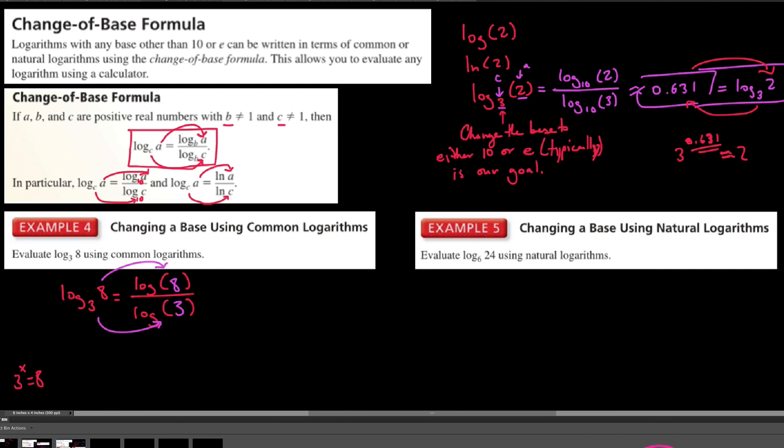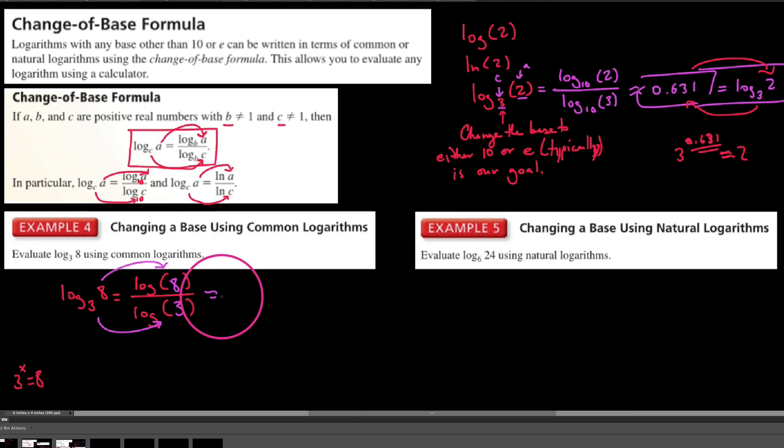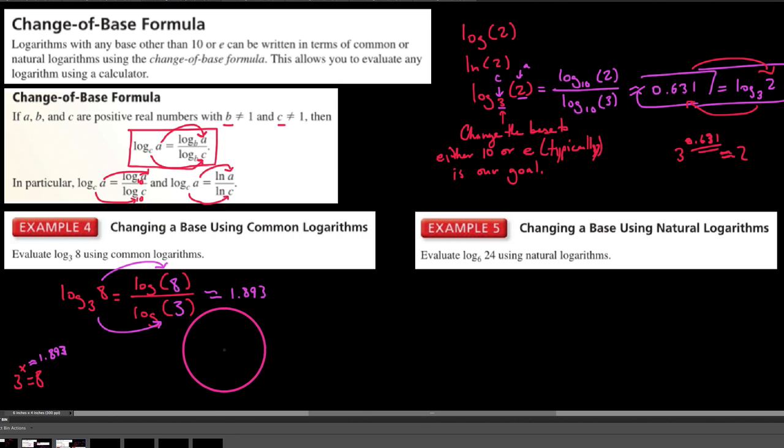So to evaluate this, we'll just grab our calculator here. As a matter of fact, we just hit log 8, that divided by log 3, and what we get is about 1.893. So approximately 1.893. And just to check this, if this is approximately 1.893 here, we'll throw this back into our calculator and we say 3 to the power of about 1.893, and what we get is approximately 8.